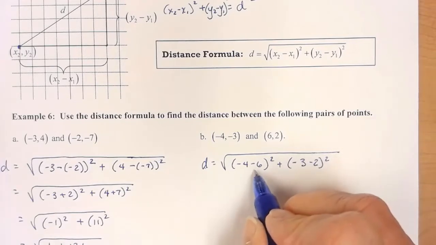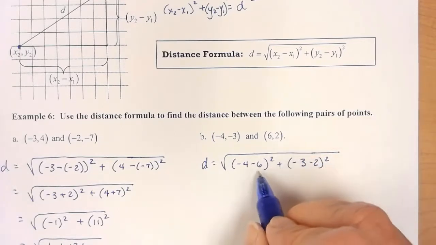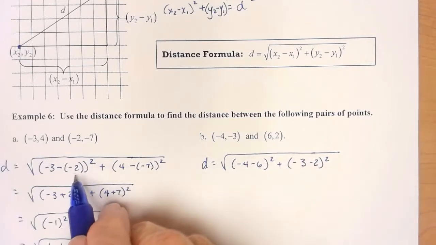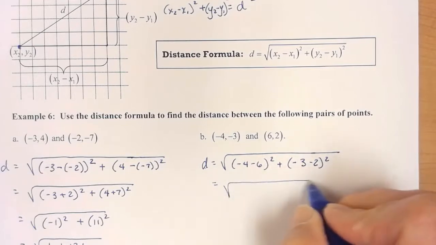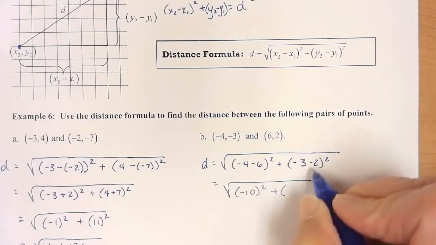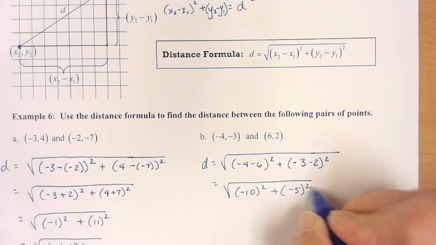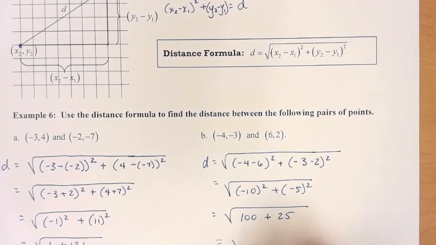You always subtract your x values, and if I've got a point where both of them are positive, I'll always put it at the rear, because then I don't have to do parentheses like I did earlier. So that's a negative 10 squared plus, it's a negative 5 squared. So that's 100 plus 25. So that would be square root of 125.